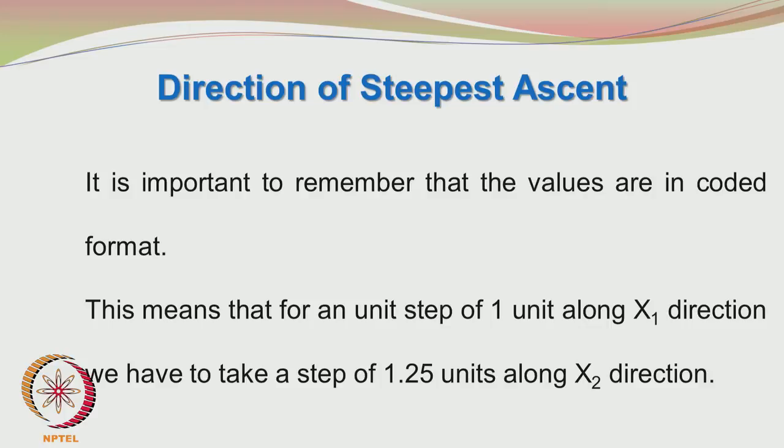We know that the coded format is done in order to put the factors independent of units and assign them equal importance. Now, once you have a coded value, you should also have the uncoded value. In one of my earlier lectures, I have given you the formula for converting coded values into uncoded values and vice versa. Please refer to that. So when you are going along this direction of steepest ascent, please make sure that you are not hitting a bound created by the constraints of your experimental program.